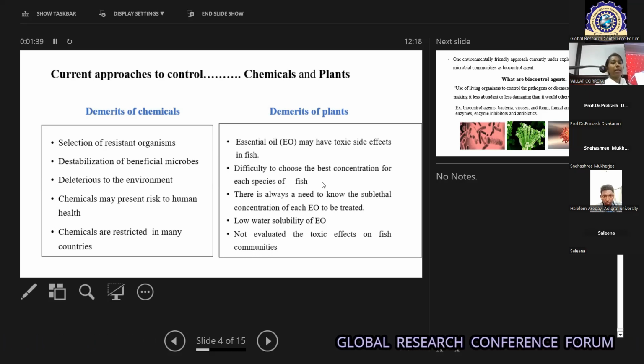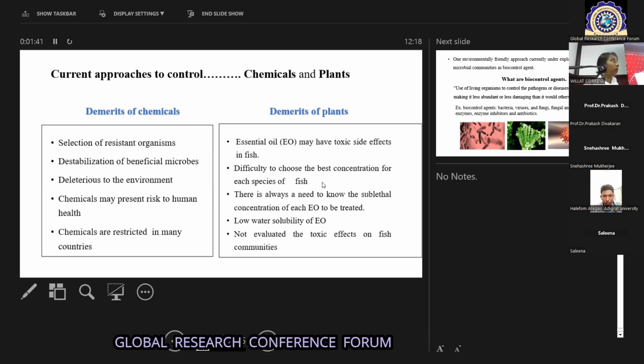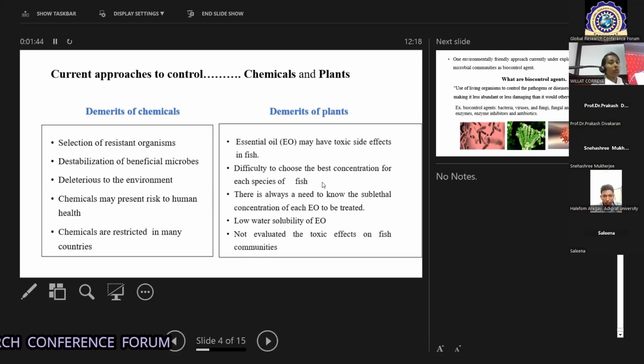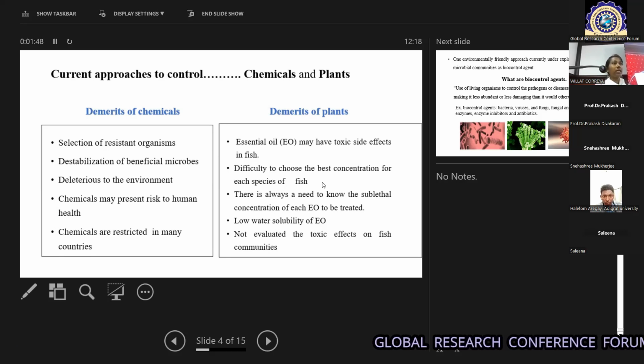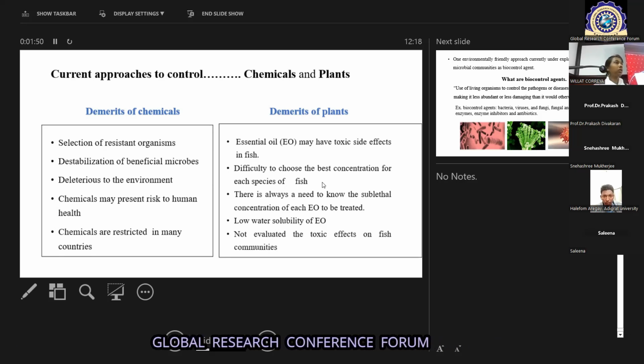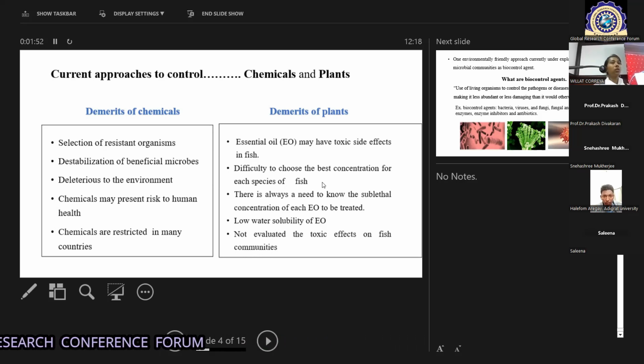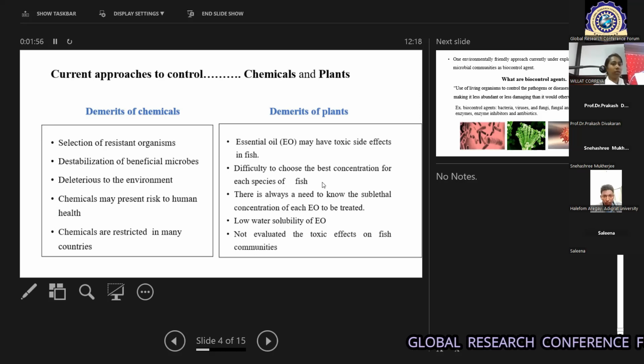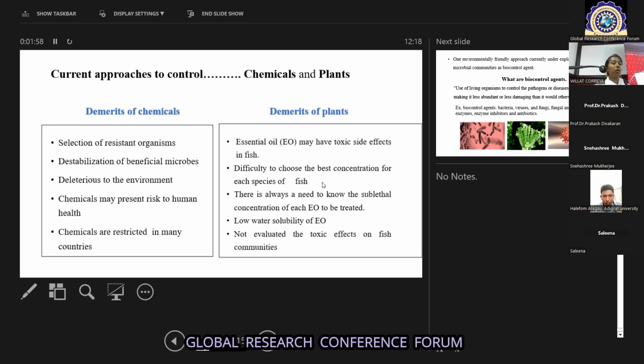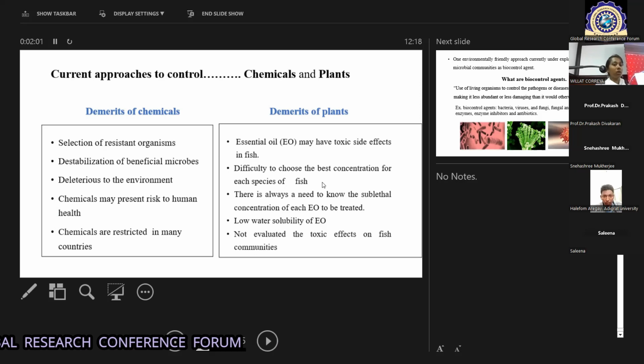From plants, essential oils have been extracted to control these parasites, but they also have some demerits. They lead to toxic side effects in fish, and it is very difficult to choose the best concentration for each species of fish. There is always a need to know the sublethal concentration of each essential oil to be used. Another demerit is their low water solubility, and their toxic effects on fish communities have not been evaluated.